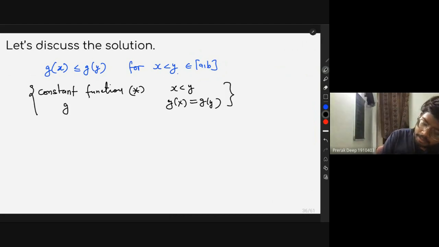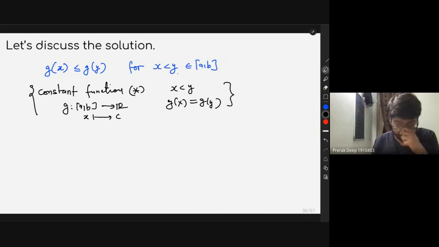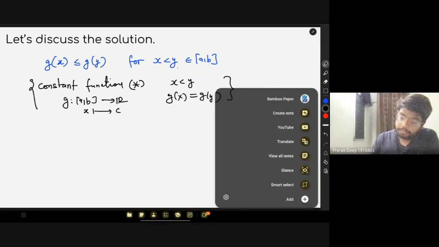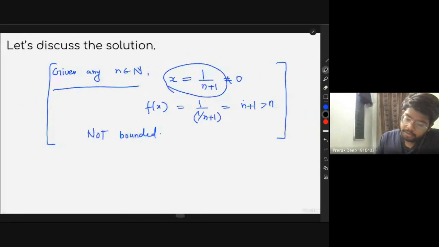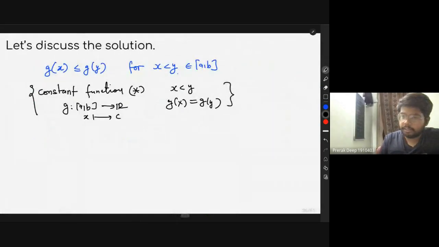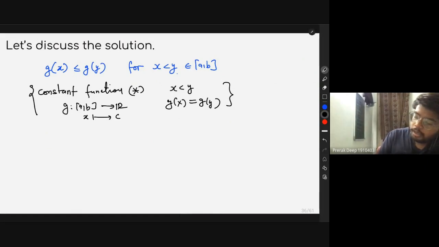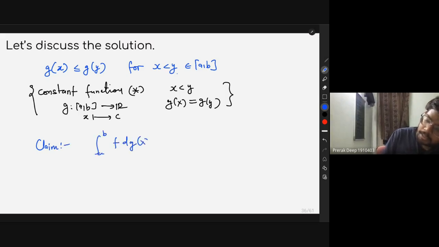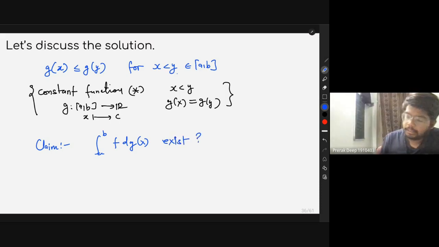Okay, so we take g from a to b to R, which is x going to the constant c. I hope c is not used anywhere else. So g is a monotonically increasing function, and now we need to claim that this integral still exists. Okay, we need to claim this.